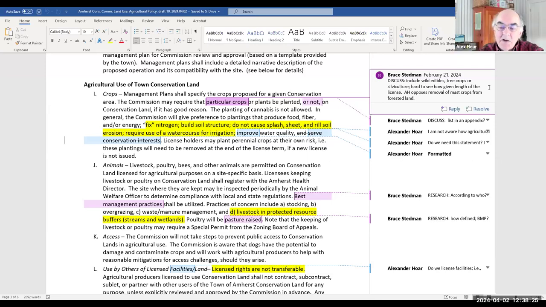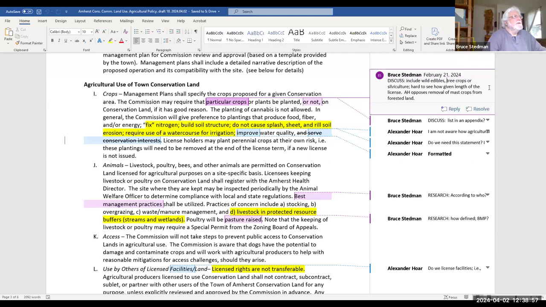I think my comment about opposing removal of mass crops from forest land comes from the forestry section. I don't remember talking about mass trees being, I don't see how they're involved with agriculture. So okay, that part of it, I think, is out of place. The rest of it, I'll leave to others.